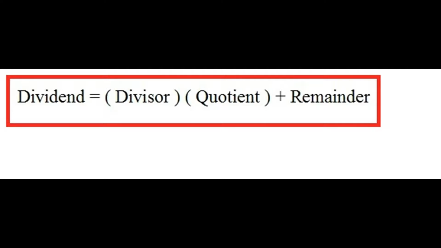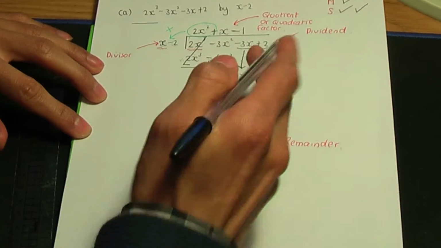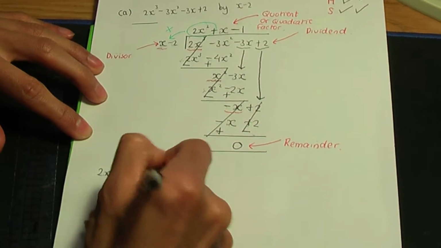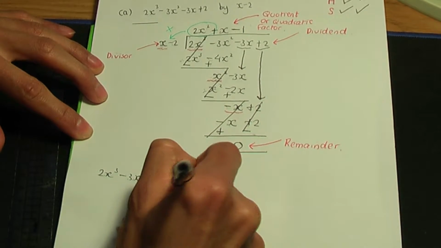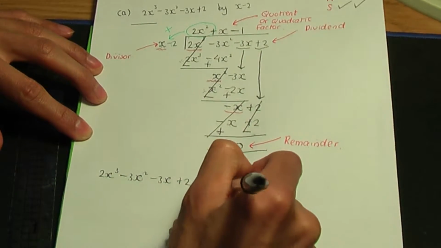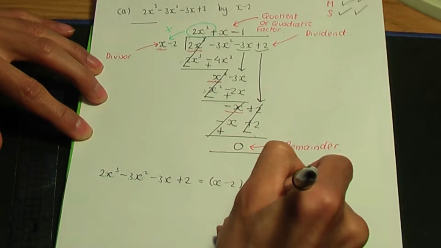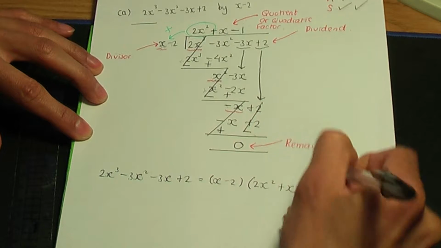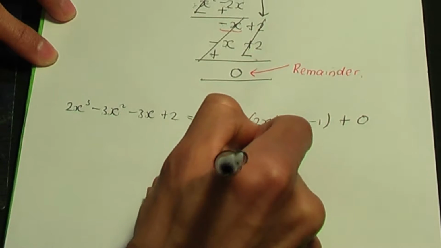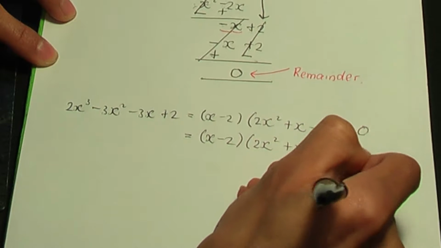Dividend is the same as the divisor multiplied by the quotient plus the remainder. So if we go back to the paper and pen, we can relate what we have from division. Our dividend is 2x cubed minus 3x squared minus 3x plus 2, and that is the same as the divisor, x minus 2, multiplied by the quotient, that being 2x squared plus x minus 1, plus our remainder, which is nothing. So since we have no remainder, it's the same as x minus 2 into 2x squared plus x minus 1.